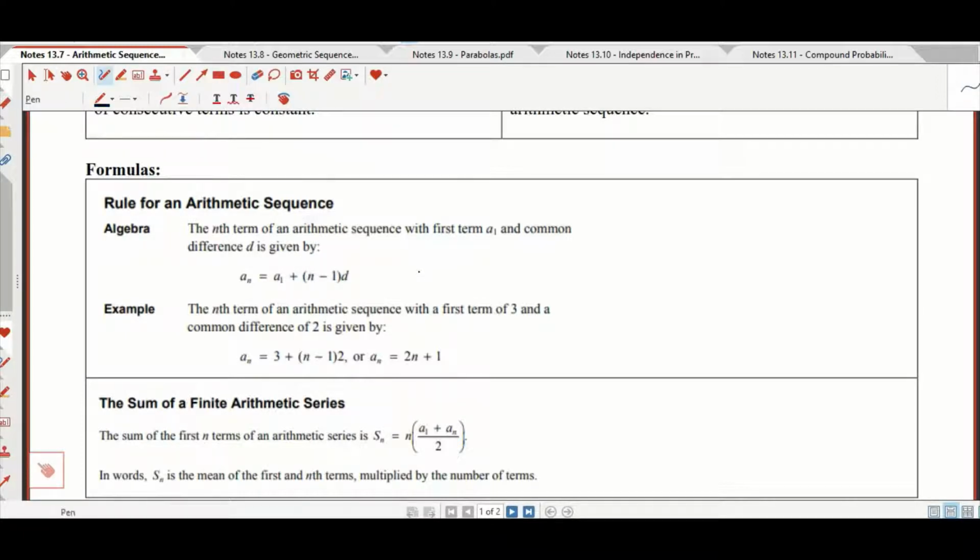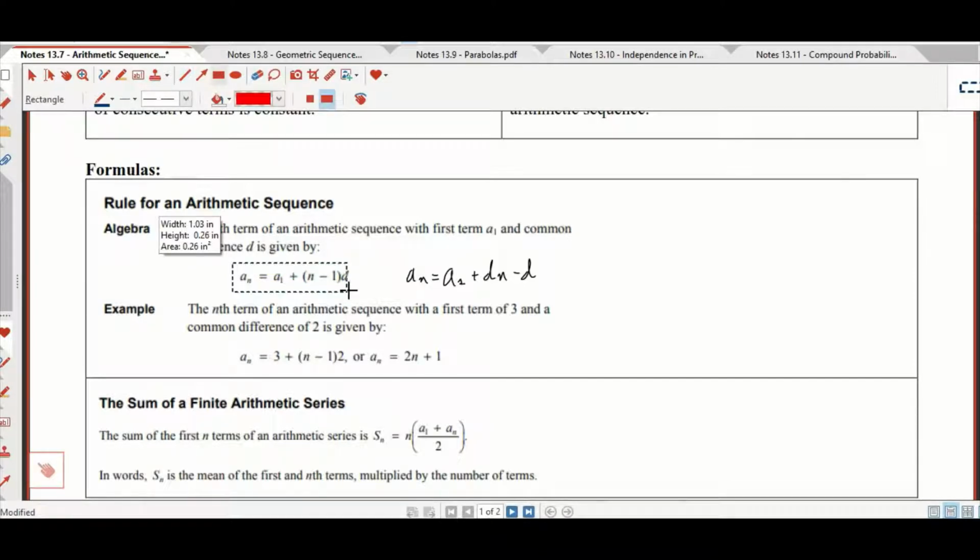If you felt like distributing that, you could also say a sub n equals a sub 1 plus dn minus d, but I don't think anybody's really interested in that. I would use this one. Well, then why am I crossing it out?